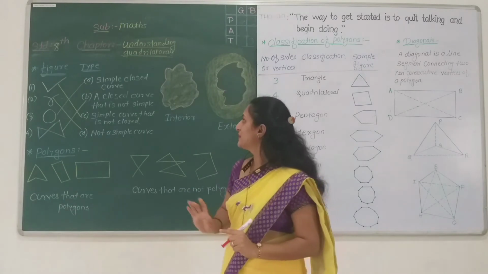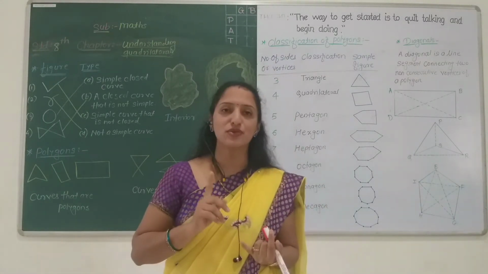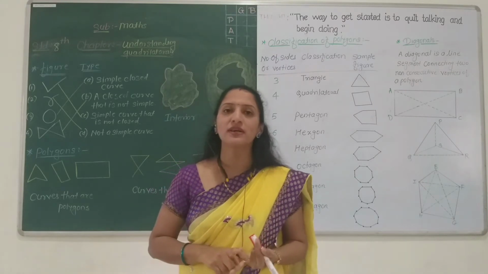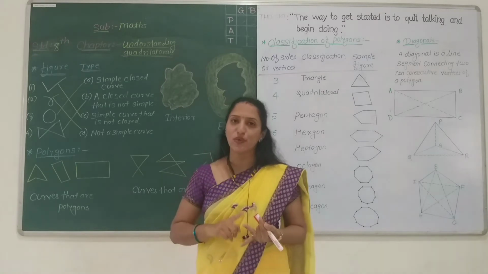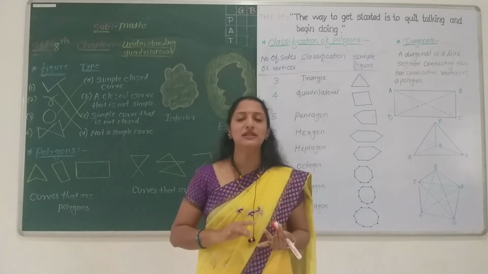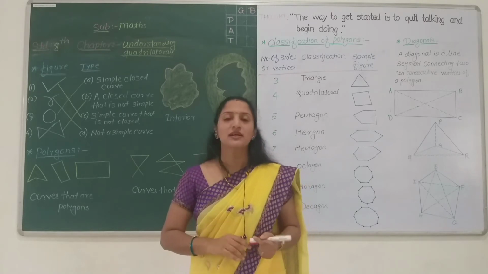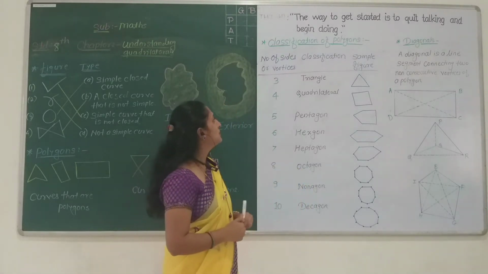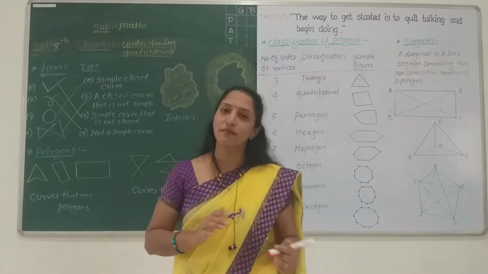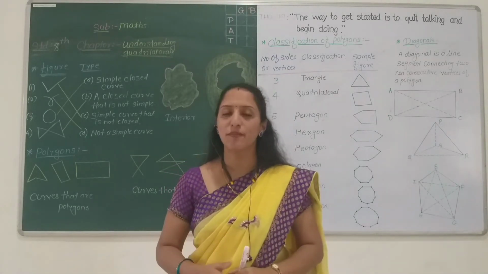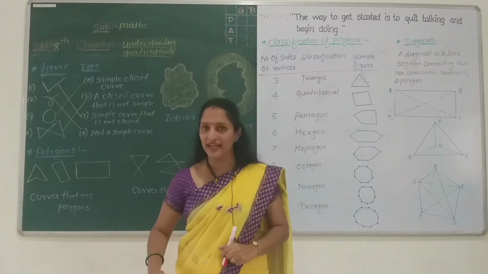Up to this point we have learned about simple closed curves and also polygons. Polygons means a simple closed curve made up of only line segments. Now, depending on the number of sides and vertices of a polygon, polygons are classified into different categories.